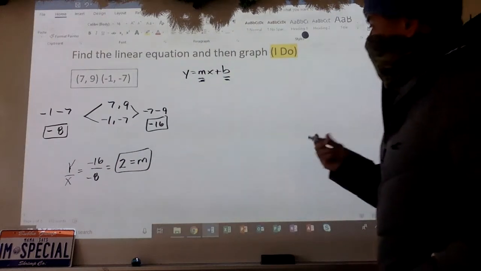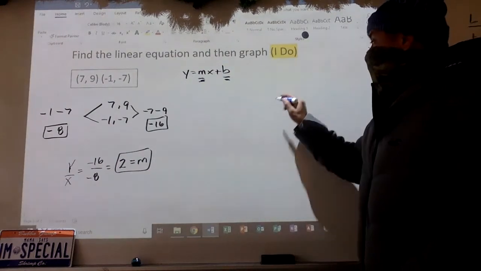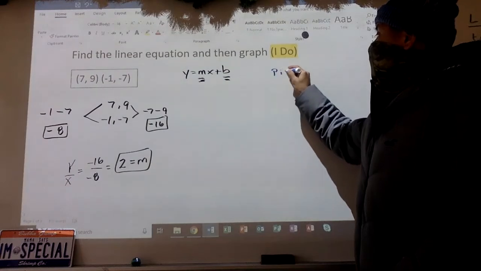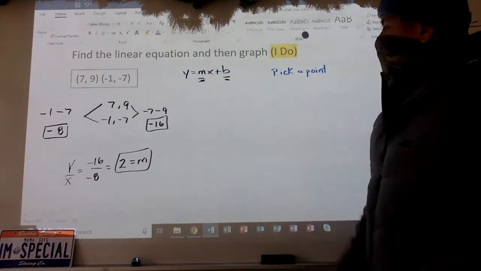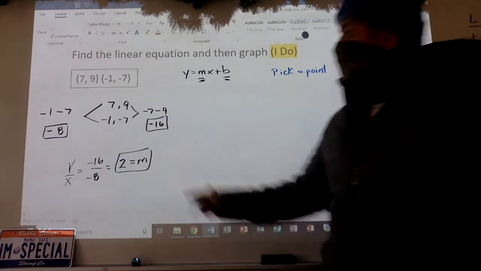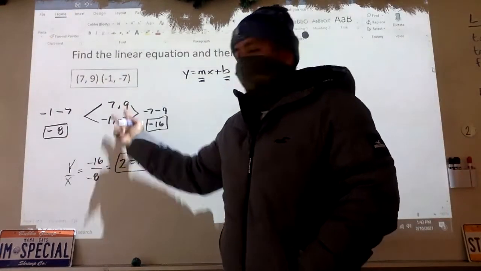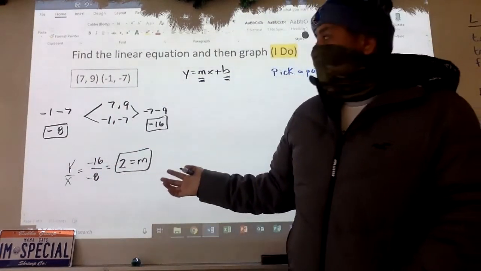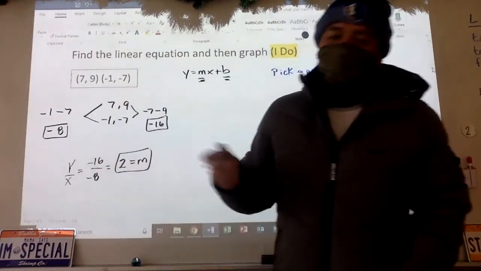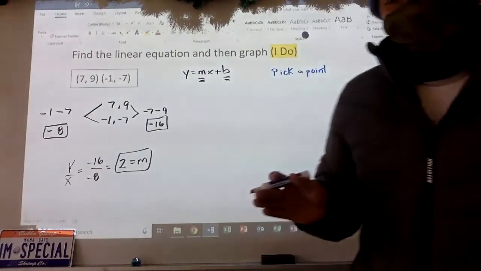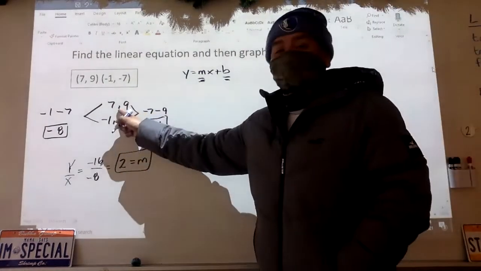So in order to find b, I will pick a point. What points am I talking about? I'm talking about the original one or the ones in the middle. They're the same thing. I want to focus with the positives. If you put negatives, that's fine. Either point will give you the same answer. I just want to focus with the ones I can multiply easily.